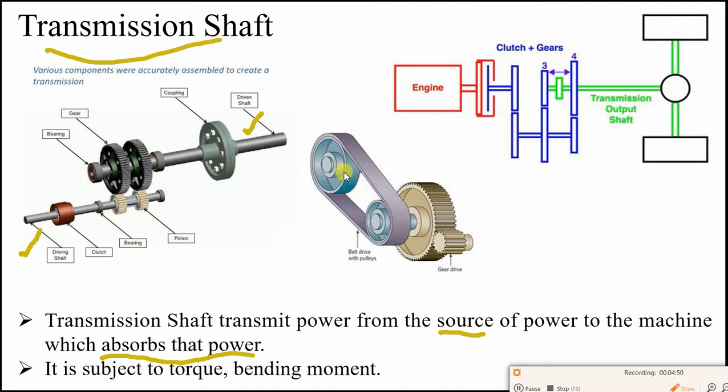Again, suppose you mount a motor on this shaft and power is transmitted from this shaft with the help of a pulley and belt to another shaft. So this combination is called a transmission shaft. Now a transmission shaft is subjected to a torque and it is also subjected to a bending moment. Torque means it has a rotary motion.